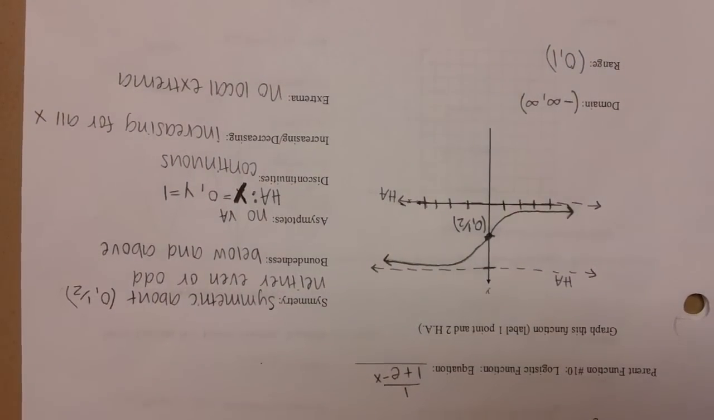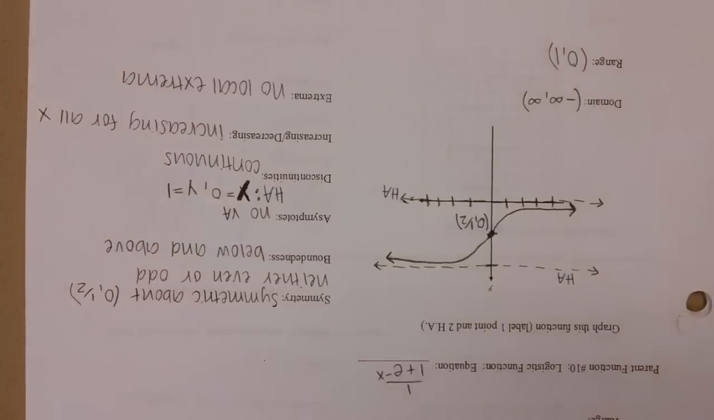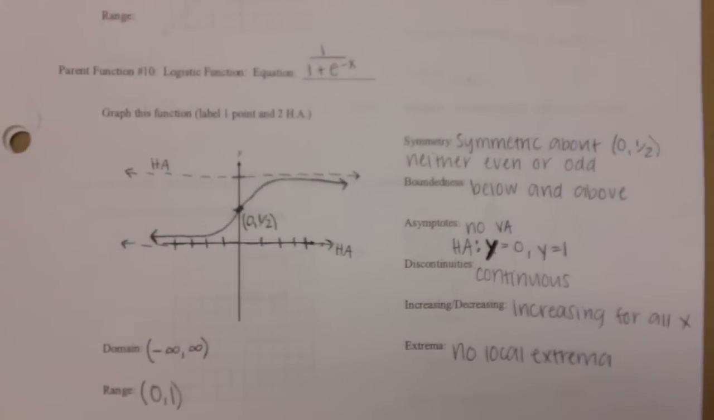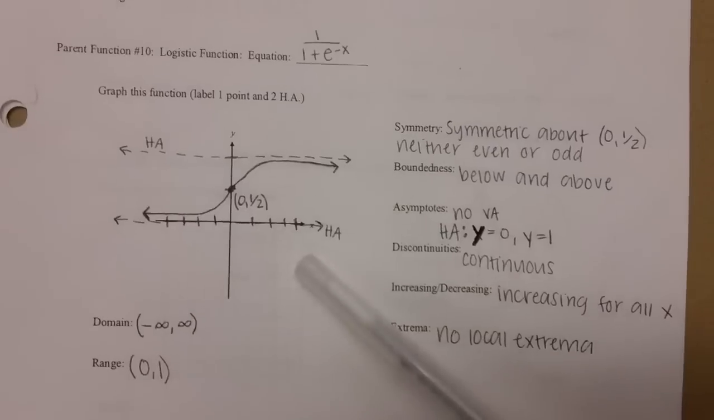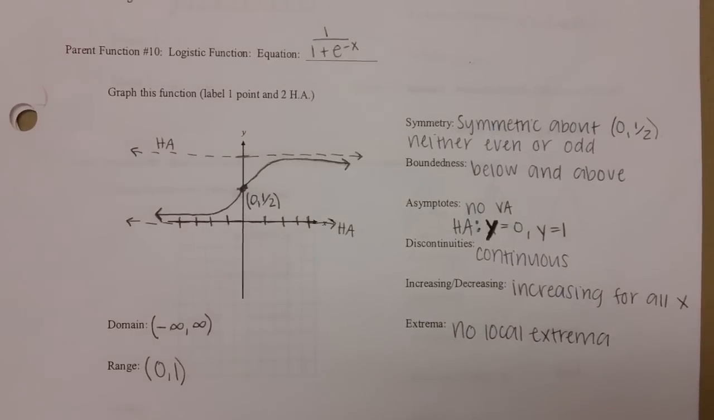This is the logistic function! The parent function is 1 over 1 plus e to the negative x. And here's the graph. The domain is the set of all x's, and the range is (0, 1).